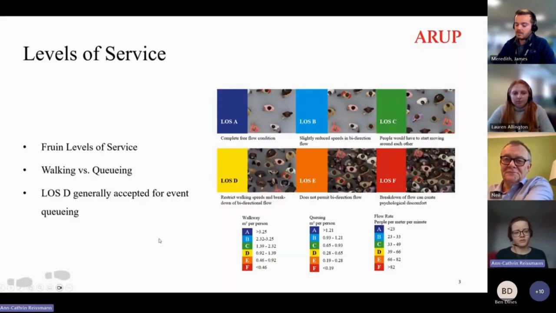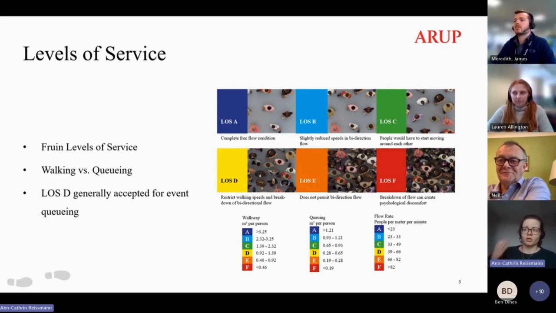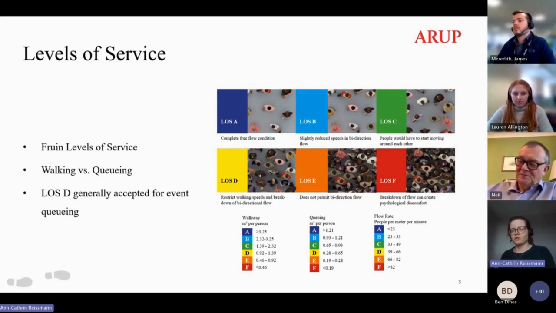Pedestrian modelling is fundamentally based on the Fruin levels of service, which range from LOS A to LOS F, so level of service A to F, ranging from complete free flow to the breakdown of flow, as you can see on the images right here. And the idea is to better understand how our space is used by people, how they move through those spaces, and how they can safely move through those spaces and get where they want to.